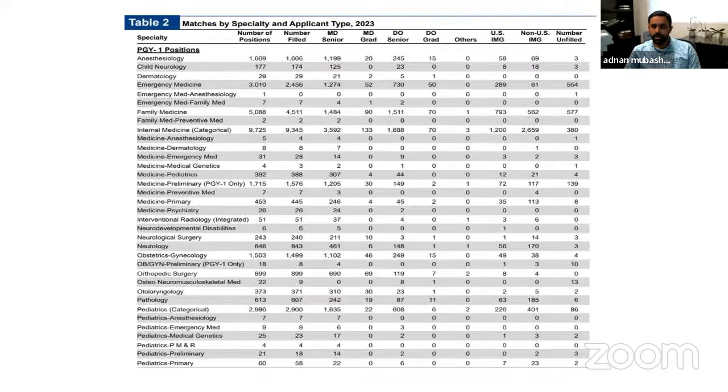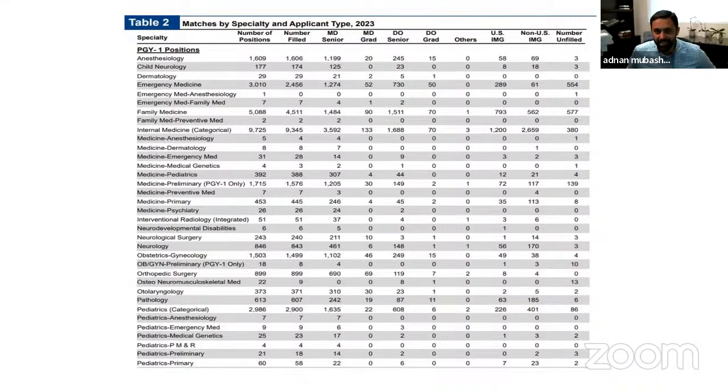So again, this is from the match data this year, from 2023. This is the NRMP's data, and it breaks down all the subspecialties and the number of people applied versus number of positions offered, and the number of people who match, a little bit about their background as well.